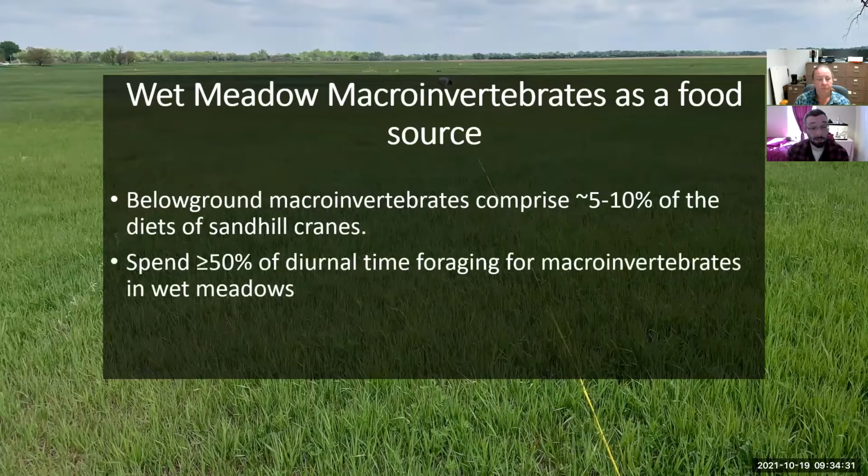However, it was also found that sandhill cranes will spend about 50% of their diurnal time foraging for the macroinvertebrates in wet meadow communities. So they're spending a lot of time trying to get the nutrients from the macroinvertebrates present in these systems. Part of that is because of the essential nutrients provided by the macroinvertebrates that they just don't get in other foraging habitat. So while not a huge portion of their diet, it is an important part of their overall diet.